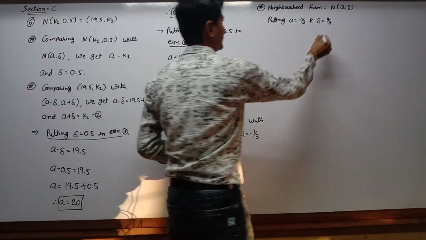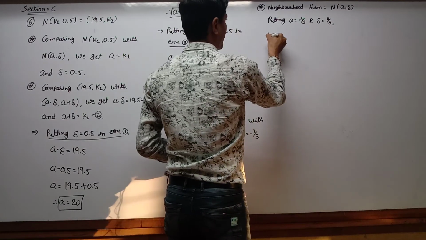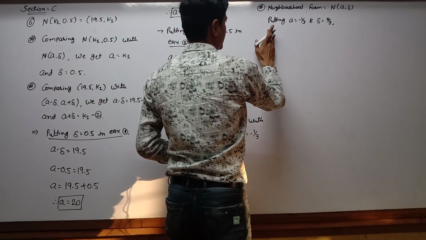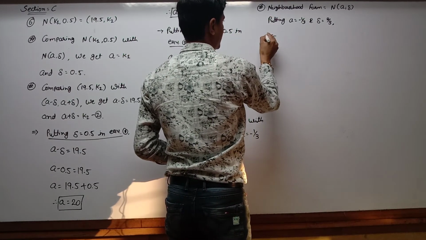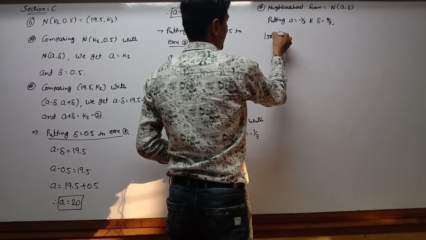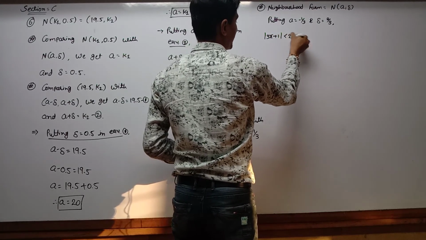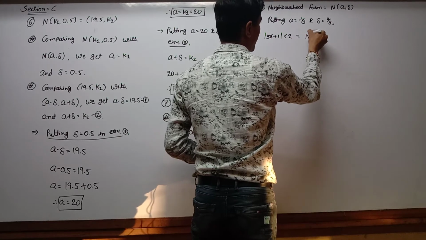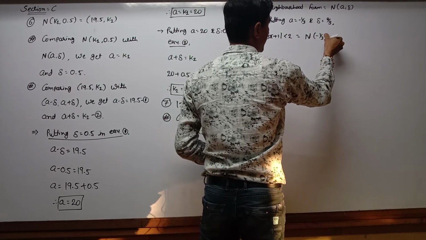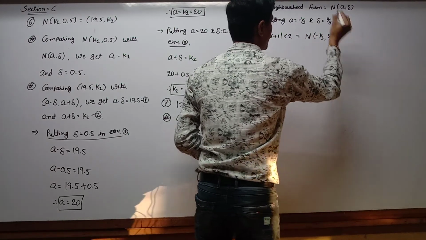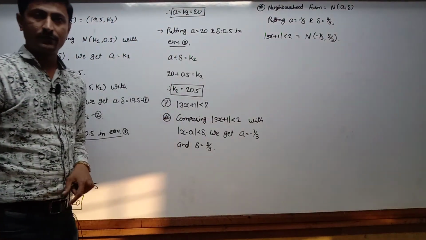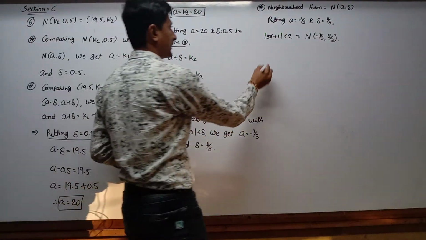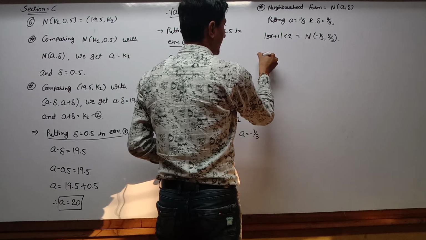Now next step, in modulus 3x plus 1 less than 2 is equal to capital N in bracket minus 1 by 3 comma 2 by 3. Here completed for neighborhood form. Now next new line, find out interval form.